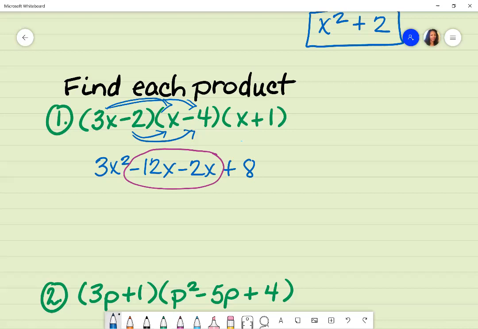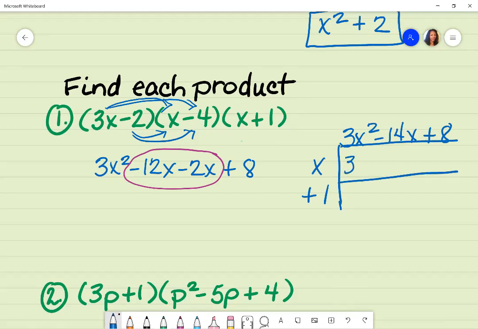Don't leave it this way. So what I would do is 3x squared, -12 plus -2 is -14x, plus 8. And now I'm going to use the box method, and I'm going to take my x plus 1, which is remaining, and I'm going to multiply that answer by that. When I do that, I end up with 3x to the 3rd power minus 14x squared plus 8x. That's for my first row.